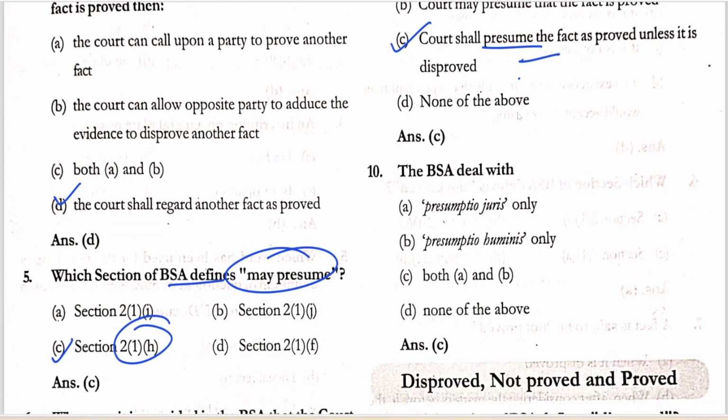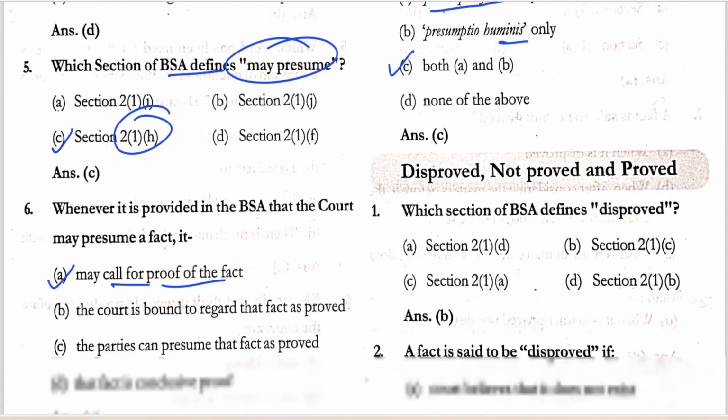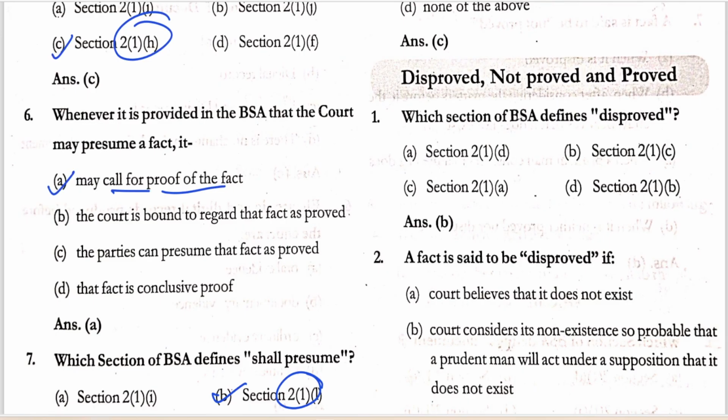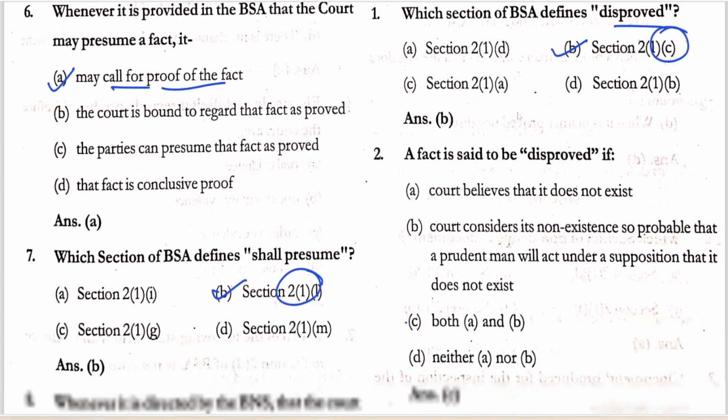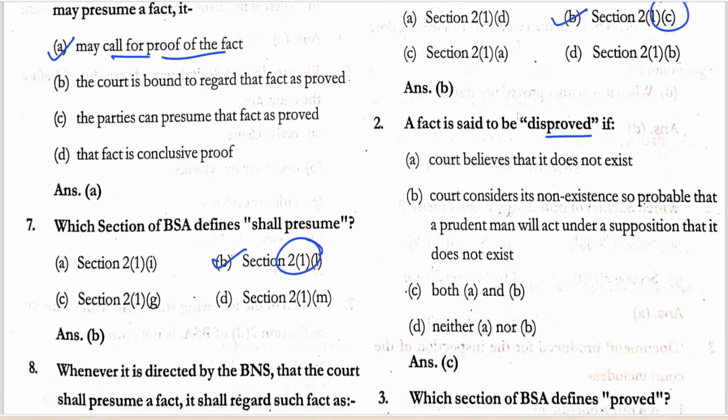The BSA deals with both kinds of presumption: presumptio juris only or presumptio hominis. Which section of the BSA defines disproved? 2(1)(c). A fact is said to be disproved if court believes that it does not exist.